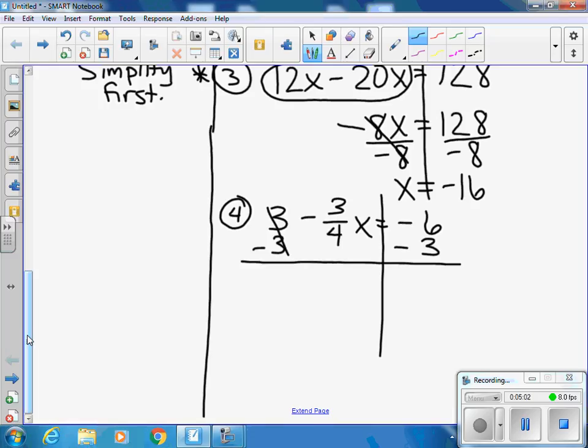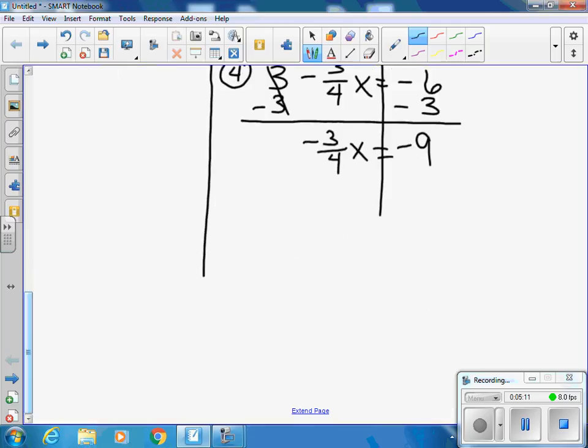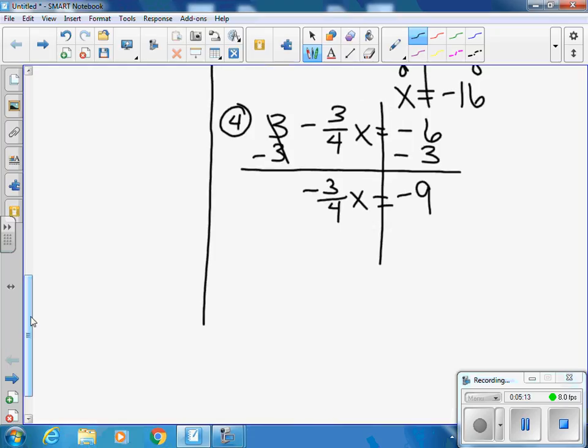Okay, so now I've got negative 3/4 x equals negative 9. Right? And if you recall from your one-step equation notes that in order to get rid of a fraction in front of a letter, we have to multiply by the reciprocal on both sides. So for negative 3/4, it's going to turn into 4/3. And you're going to multiply that on both sides.